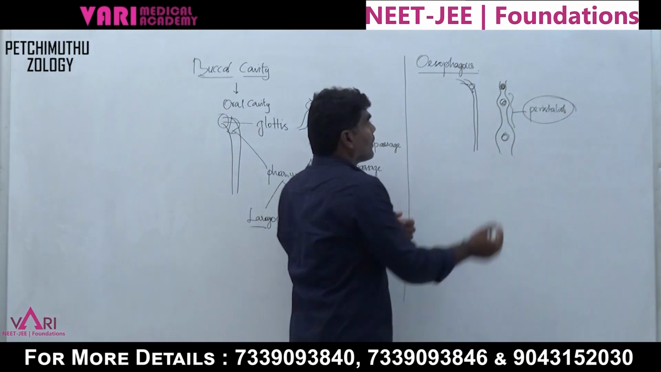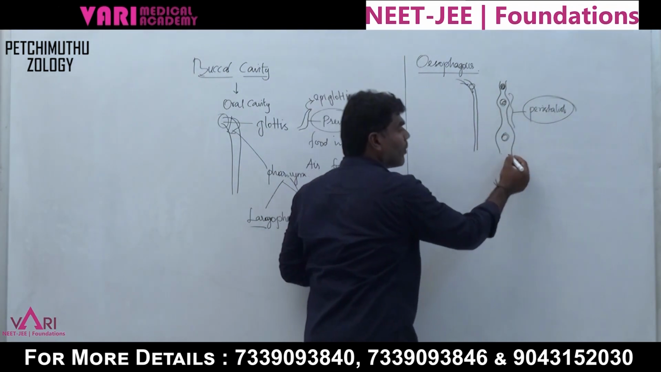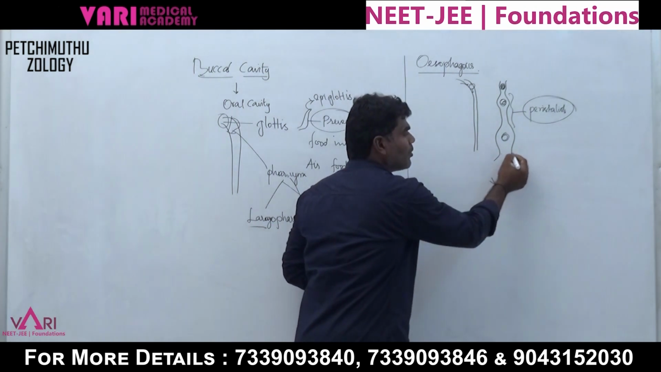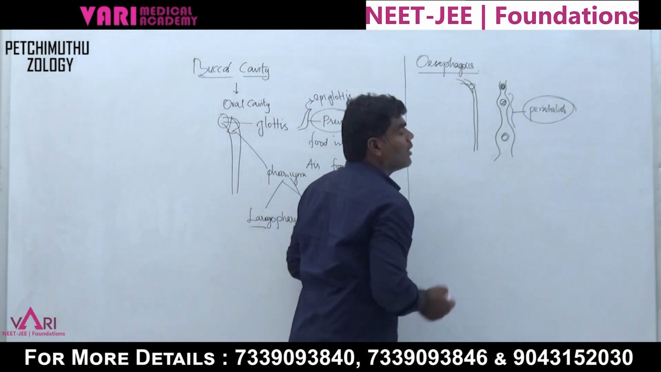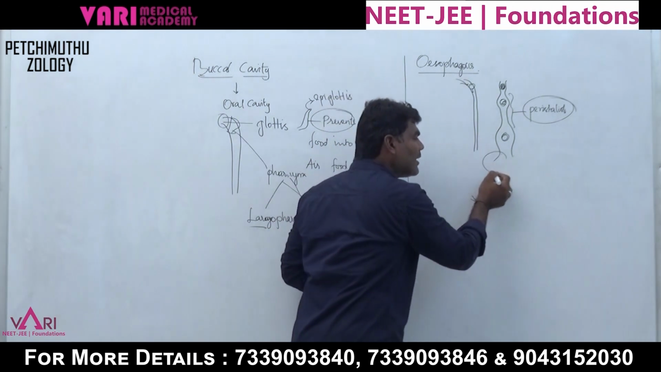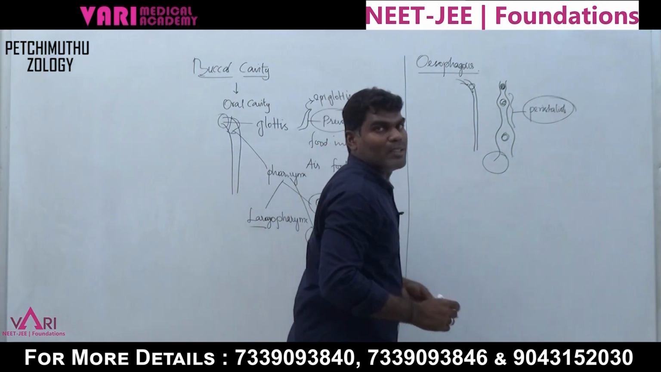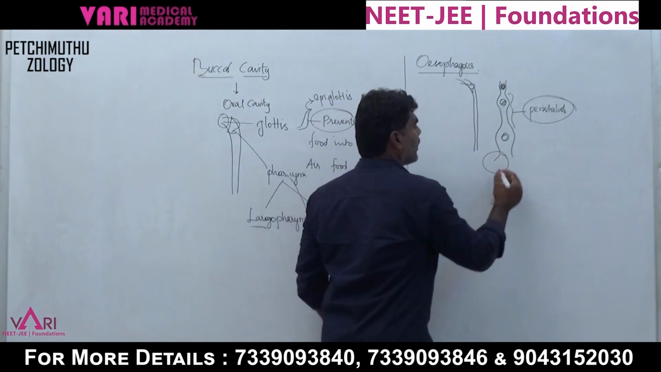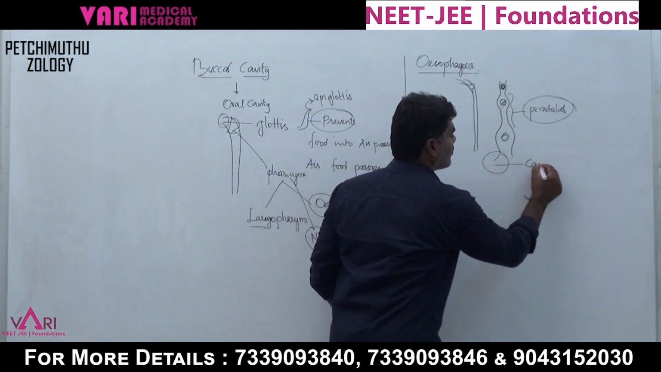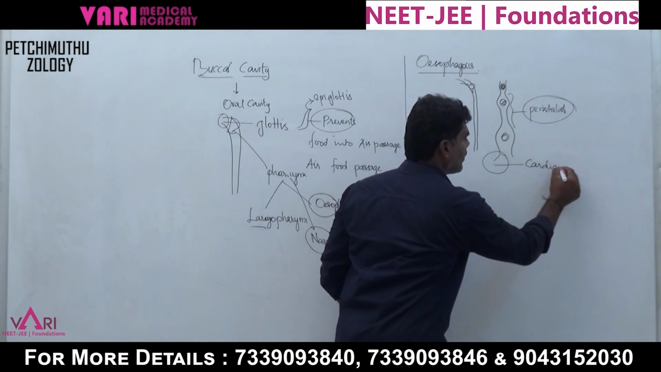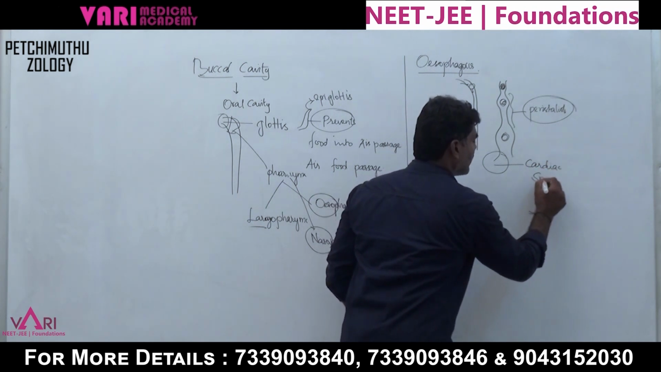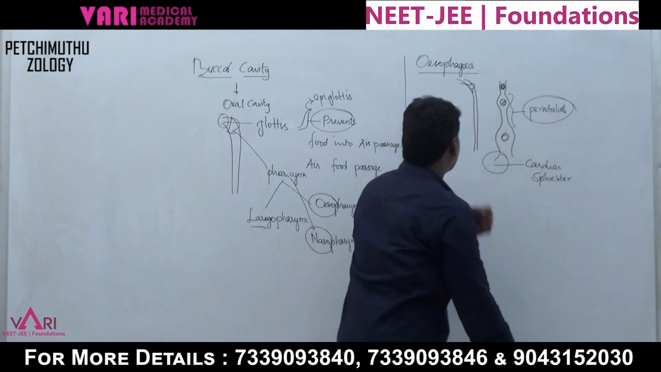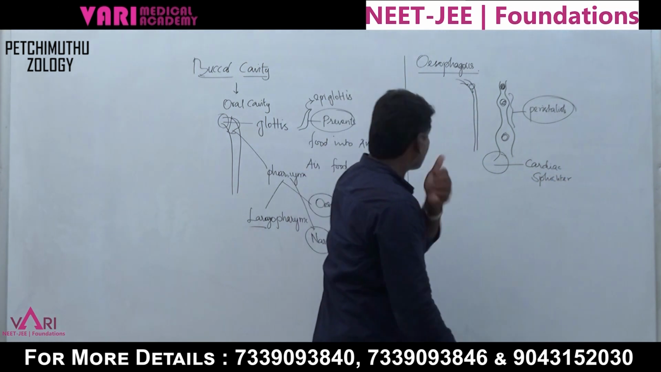Then the food enters the stomach. It is the end point of the esophagus, which joins to the stomach. Here there is a sphincter, and that sphincter is called the cardiac sphincter.